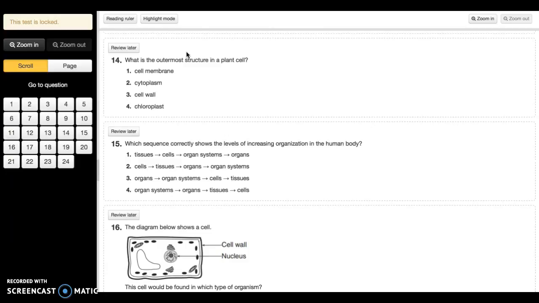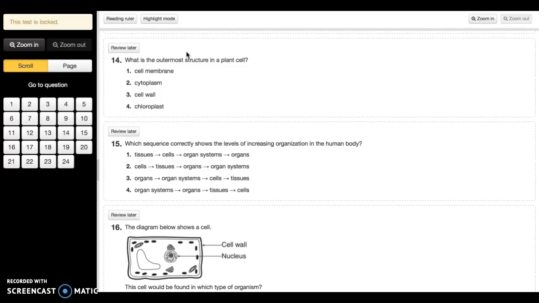Which sequence correctly shows the levels of increasing organization in the human body? Now, we didn't talk about this, but we did talk about 2 of these things. If you haven't gotten the human systems yet in the PlayPosit, we are going to talk about that. So I want to see if you guys know this first, so try it, and then we'll talk about it afterwards.